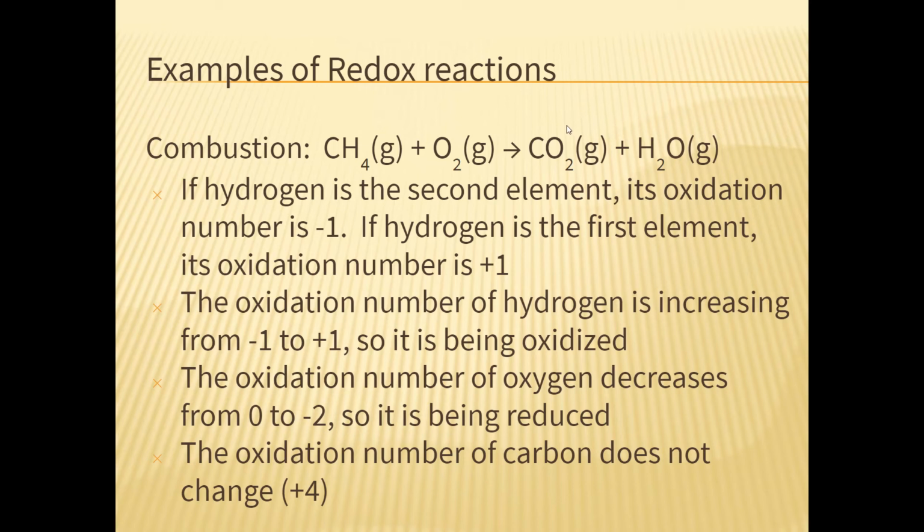On my product side, if the oxygen is a negative 2, and there's 2 of them, then this is a negative 4 charge. The carbon is staying a plus 4 to balance. However, here, the oxygen is a negative 2. The hydrogen is going to a plus 1 state here. So I have my oxygen going from a 0 to a negative 2, and I have my hydrogen going from a negative 1 to a positive 1. So the oxidation number of the hydrogen is going to increase, and it's being oxidized. And the oxygen is being reduced, it's decreasing.